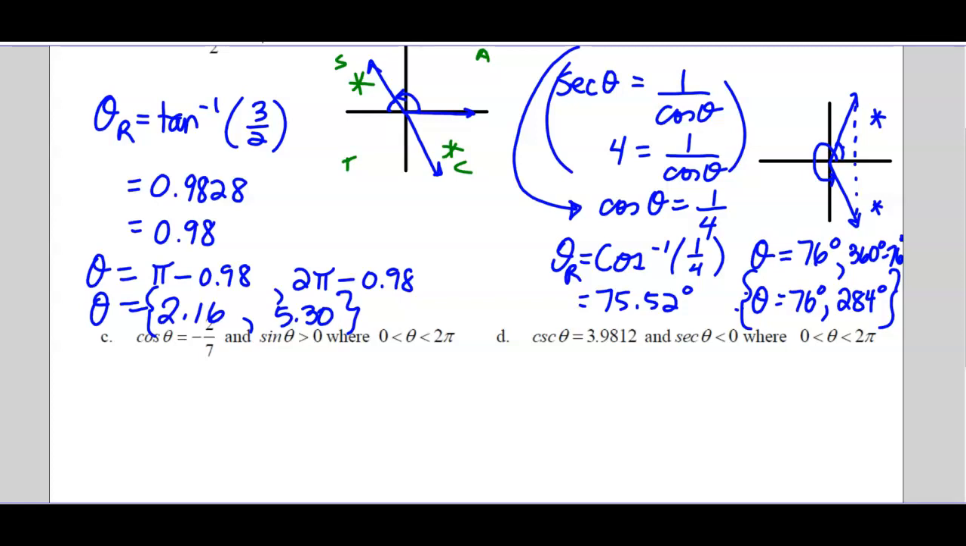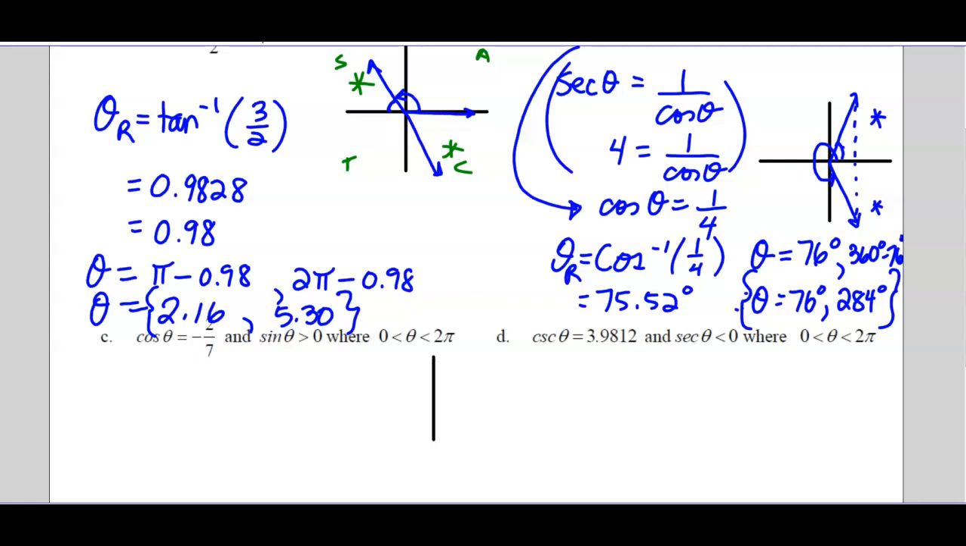Okay, next one tells you cos is negative. What it also tells you is sine of that same angle that gives you this cos gives you a positive value. So maybe that's going to narrow down. Maybe you're only going to have one angle that works.